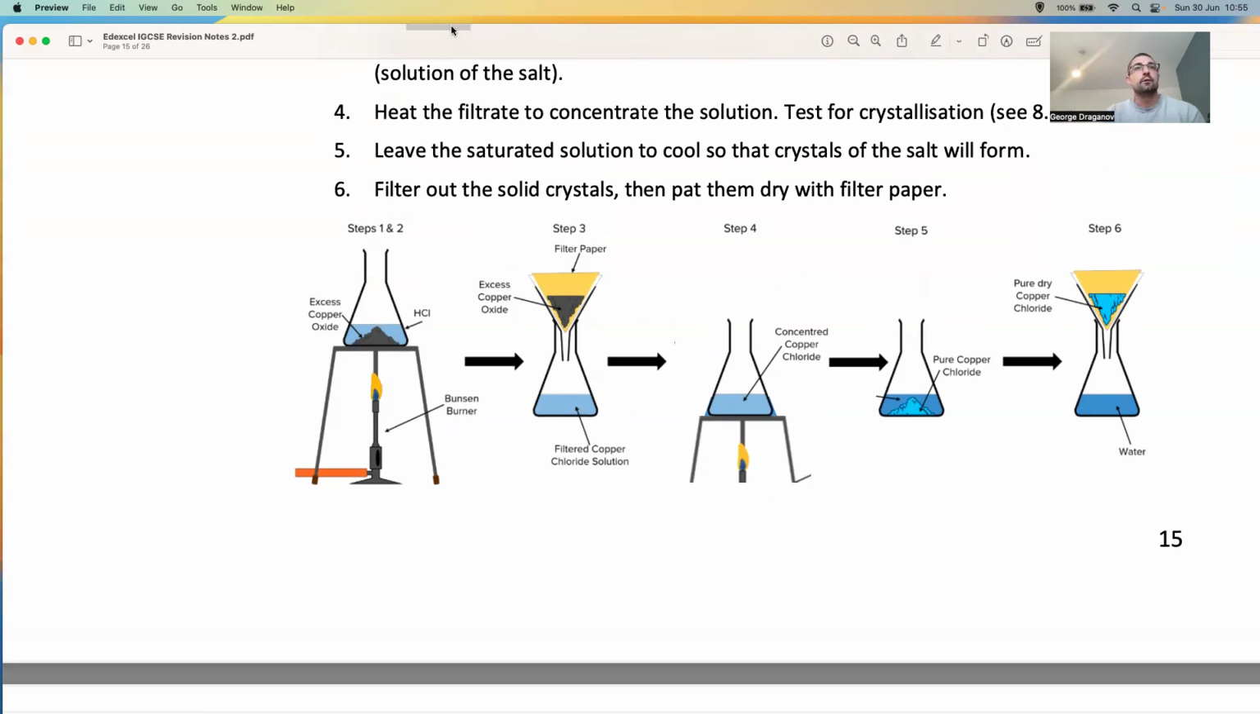Okay, that's the end of this lesson. If you're Edexcel, join me for one more lesson on preparing an insoluble salt.